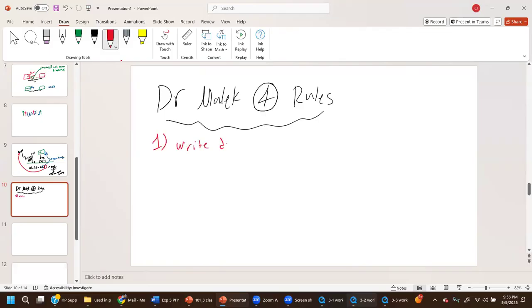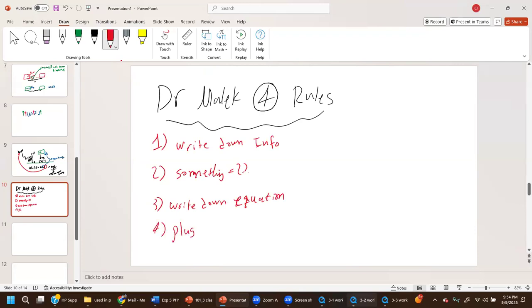write down the info. Number two, something is going to equal your double question mark. Number three, you're going to write down the equation. And number four, plug and play, this is called plug and solve. So we're going to be using this rule again to solve this question.